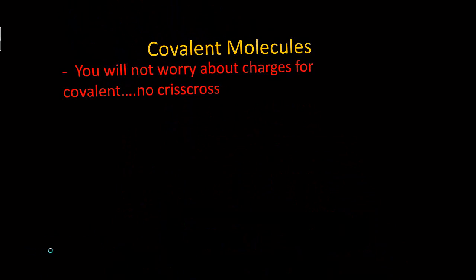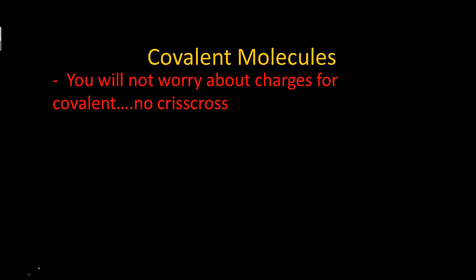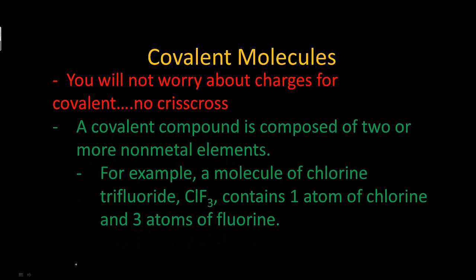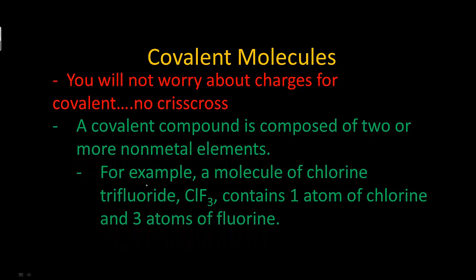First thing, covalent molecules. You do not need to worry about charges, because remember, covalent compounds do not give and take away electrons, they share. So they don't have a charge. So there is no crisscross involved. The covalent compound is composed of two or more nonmetals. Now remember, nonmetals, they share their electrons. An example, a molecule of chlorine trifluoride is 1 chlorine and 3 fluorines.